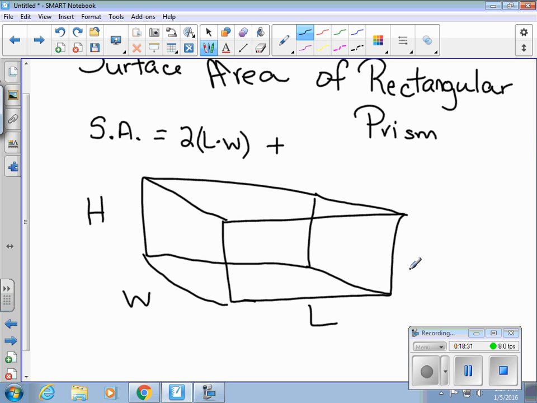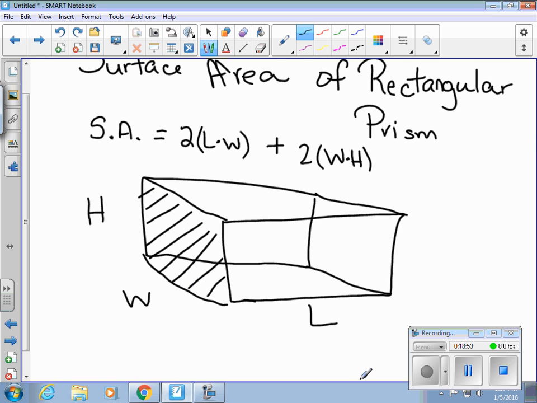Plus 2 times width times height. And now you can put those in parentheses if you want to. It doesn't matter. Width times height. Here's the height and here's the width. So here's this square. So it looks like I'm looking at this side of the box.